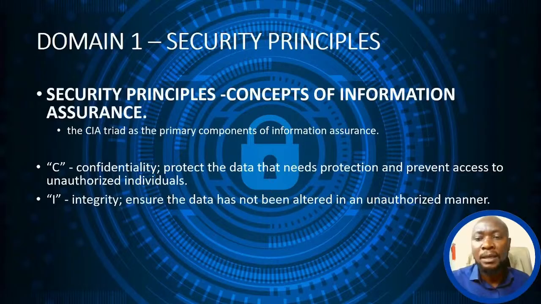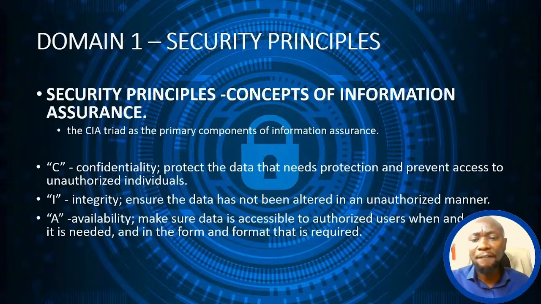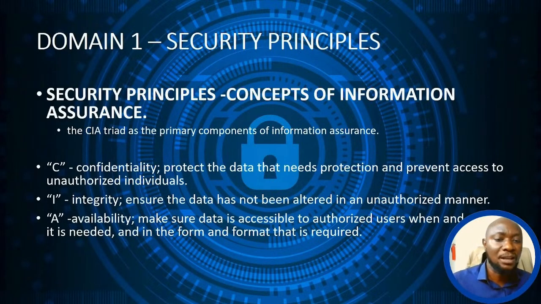The I is integrity, ensuring that data has not been altered in an unauthorized manner. If there is going to be any alteration, it has to be authorized. And the A speaks to availability, making sure data is accessible to authorized users whenever they need it and in the form and format that is required. So if someone is authorized to access certain information and requests it, the information should be available.